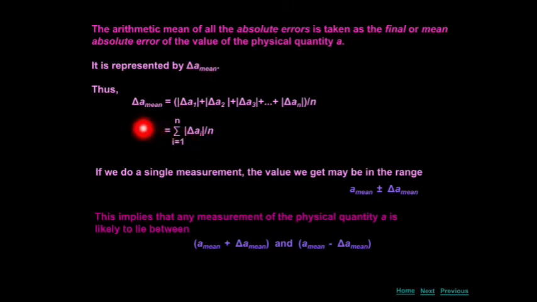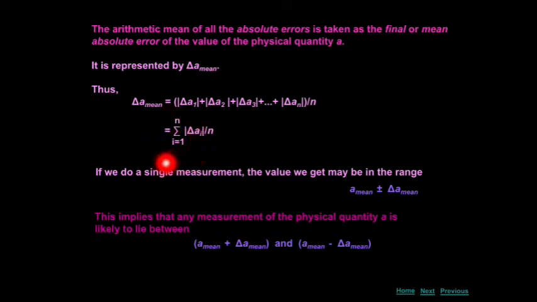So del A mean will be equal to the modulus of del A1 plus del A2 plus del A3, and so on, if n absolute errors are there, up to del An, divided by n. You know how to calculate a mean value: the sum divided by the number of quantities, n. Okay, it's the simplest formula. This is the mathematical expression for mean absolute error.